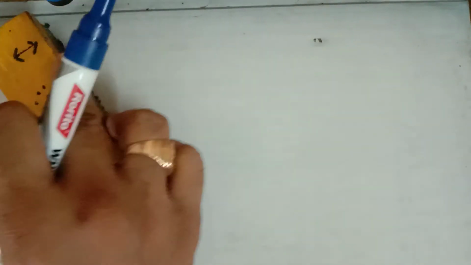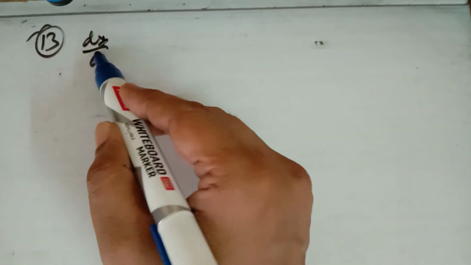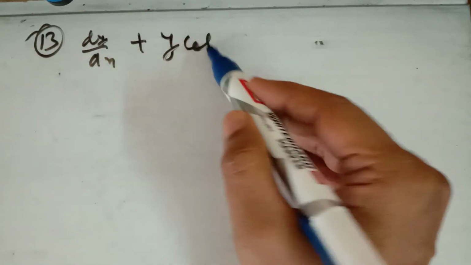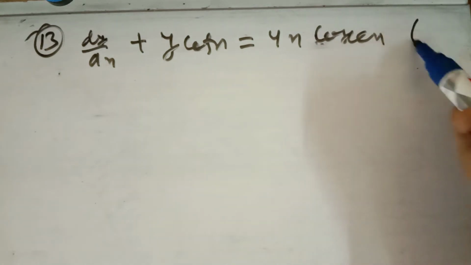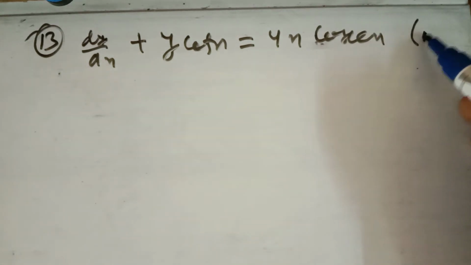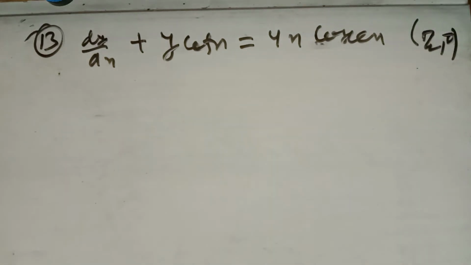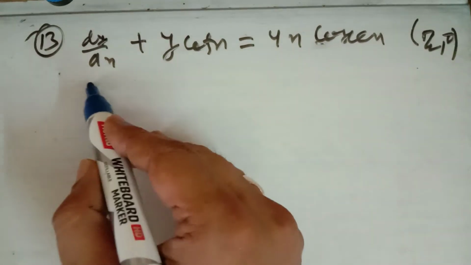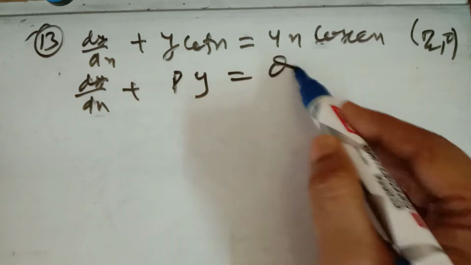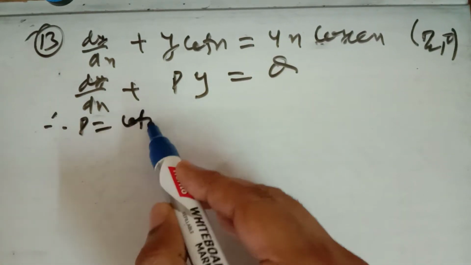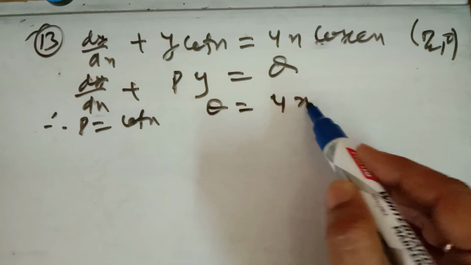Now in question number 13, what is given? It is given that dy by dx plus y cot x is equal to 4x cosec x, and it is given that this curve is passing through pi by 2, 0. That is, you have to find the particular solution of this differential equation. Now this is of the form dy by dx plus Py is equal to Q. So therefore P here is cot x and Q here is 4x cosec x.